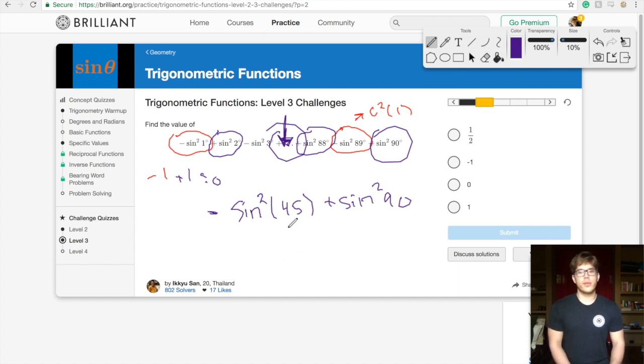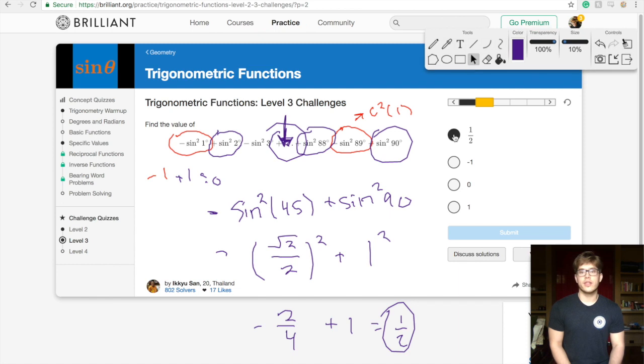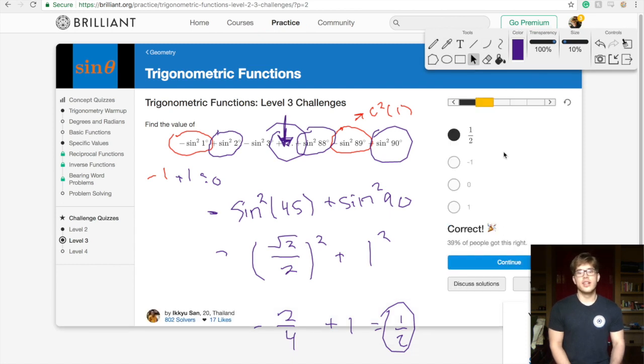All right, so now this is easy to solve. So what is sine of 45? Sine of 45 is root 2 over 2, and we're going to square this, and then we're going to add sine of 90, and sine of 90 is 1 squared. So what do we have now? We have 2 over 4. So we have minus a half plus 1, well, this equals positive 1/2. So our answer here is A.